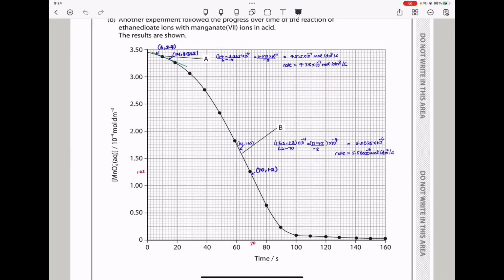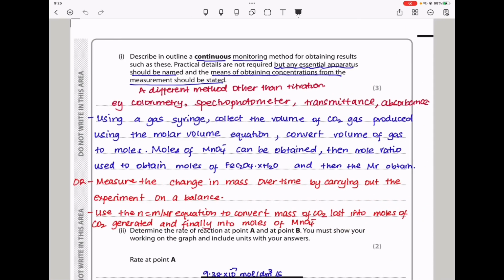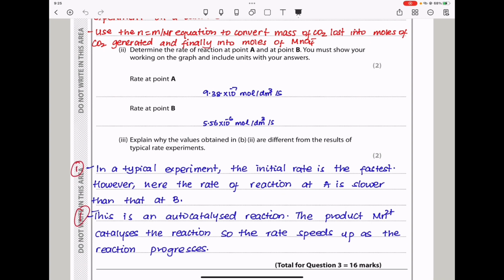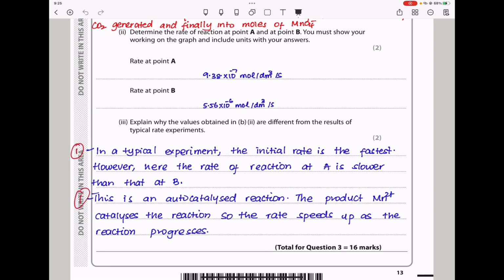The initial rate is not the fastest, but the rate increases with time as more manganese 2 is produced, which catalyzes the reaction. So I said, in a typical experiment, the initial rate is the fastest. However, here the rate of reaction at A is lower than at B, and this is an autocatalyzed reaction. The product, which is Mn2+, catalyzes the reaction, so the rate speeds up as the reaction progresses. So this brings us to the end of question 3. Let's continue to question 4.